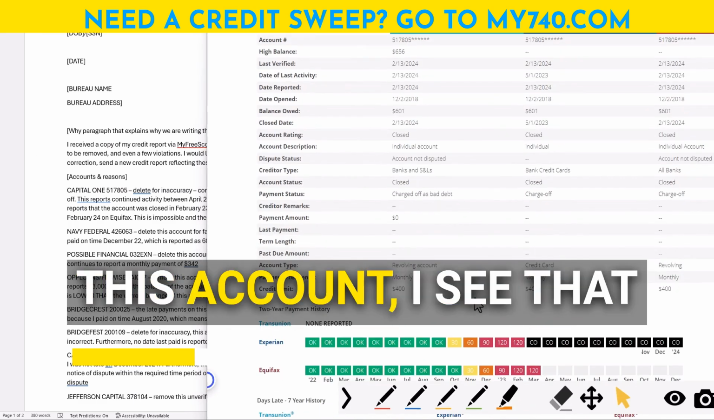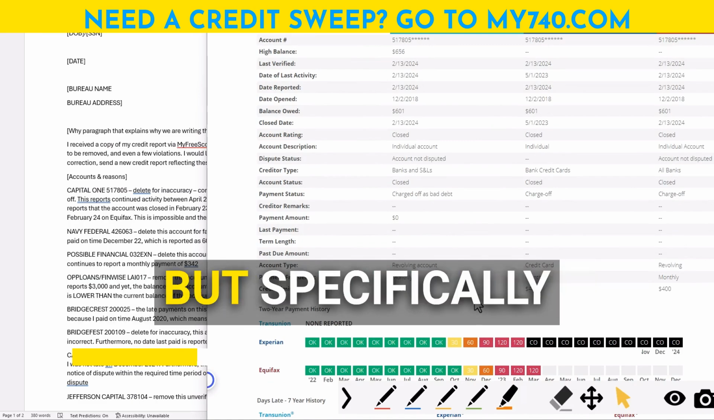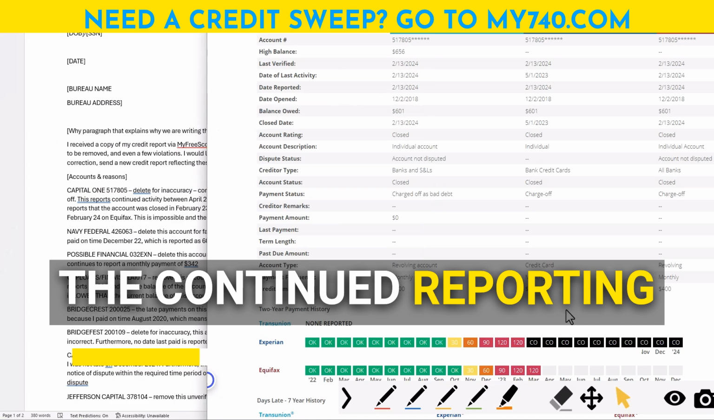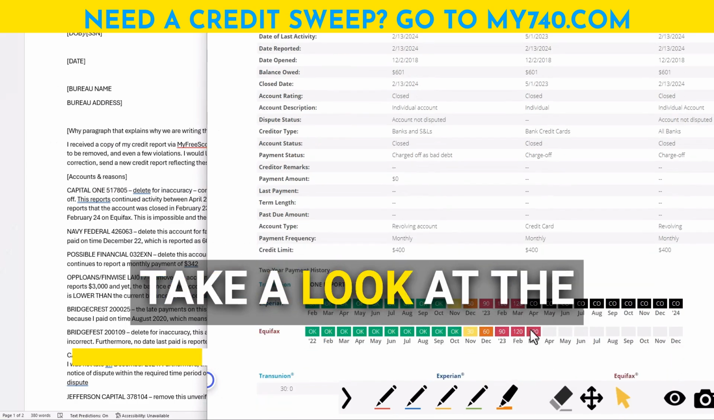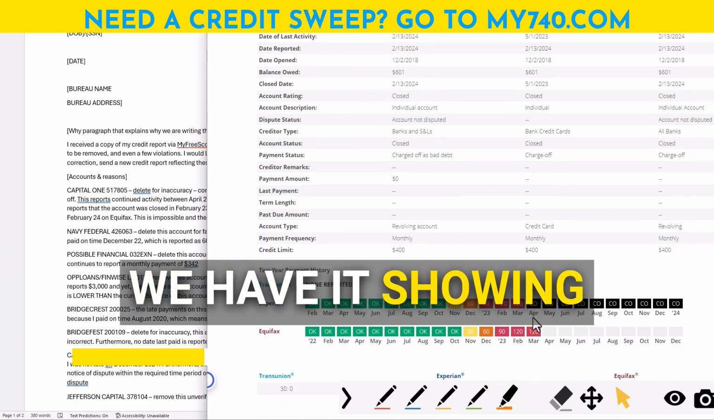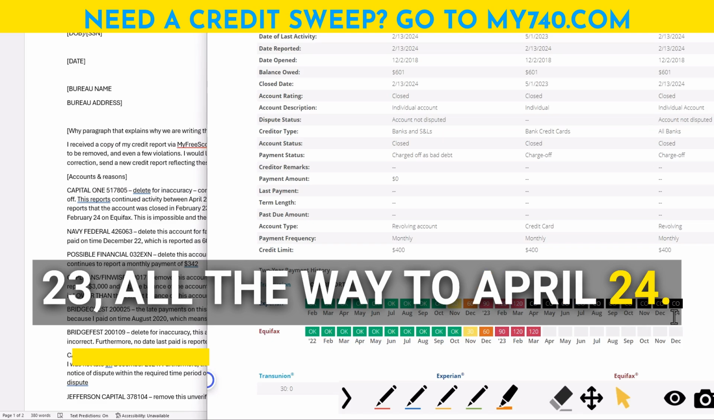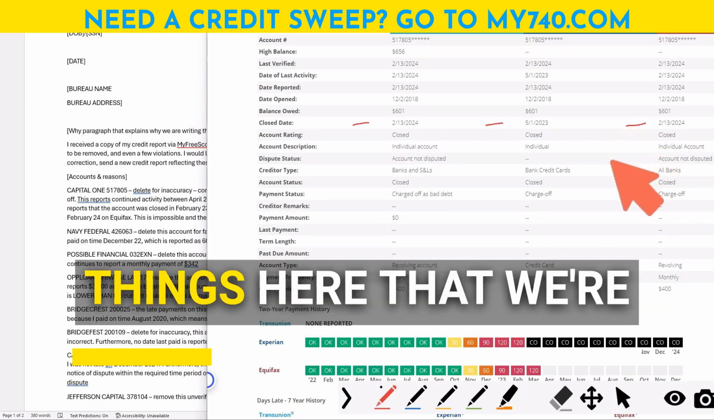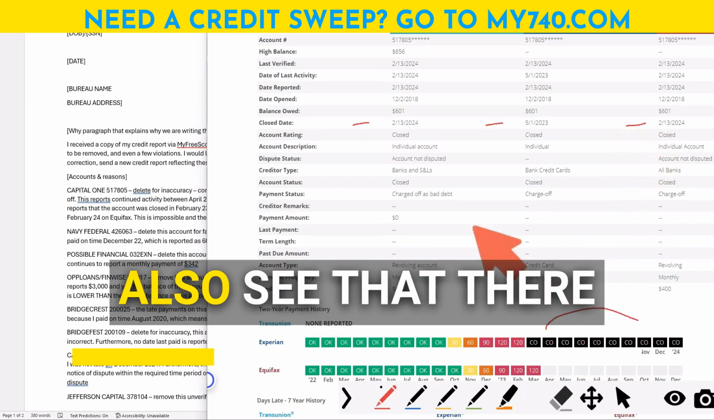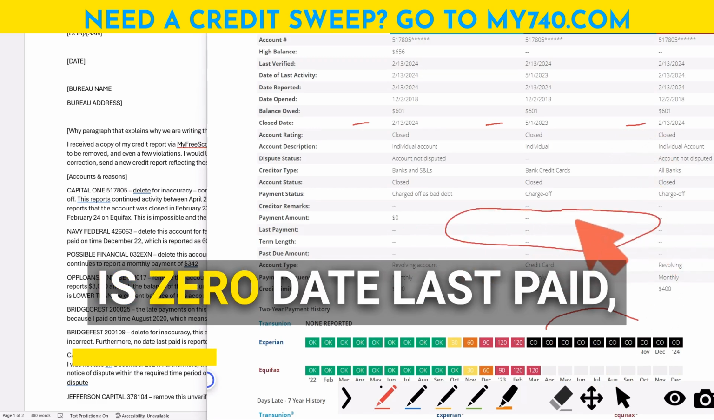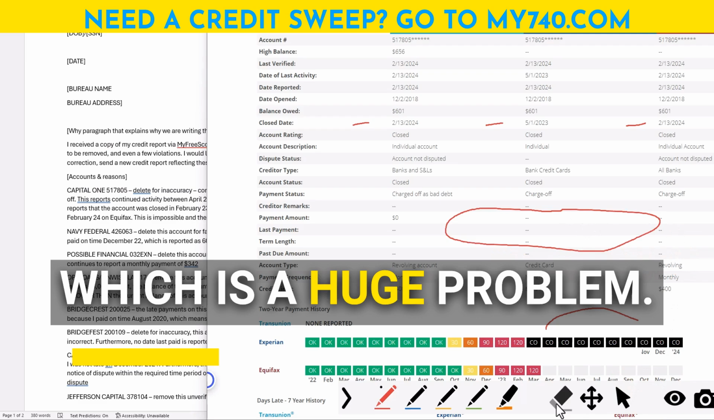When I'm looking at this account, I see quite a few things, but specifically the continued reporting in the payment history. Take a look at the payment history. We have it showing charged off from April 23 all the way till April 24. So we have two major things here that we're disputing, but you can also see that there is zero date last paid, which is a huge problem.